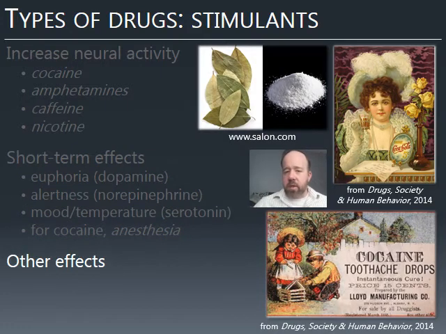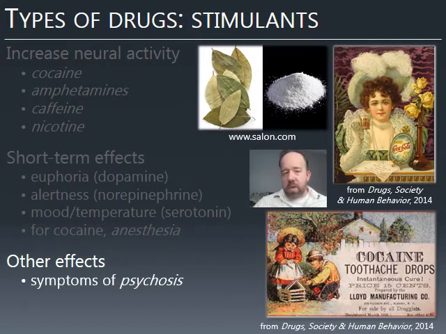So there are other effects of these drugs as well. And by the way, this diagram in the lower right is an old advertisement for a cocaine product, cocaine toothache drops. So this is before cocaine was so heavily regulated, cocaine was involved in a number of medicinal products. And so this product in particular is emphasizing cocaine's role as an anesthetic. It could relieve toothache by deadening the gums.